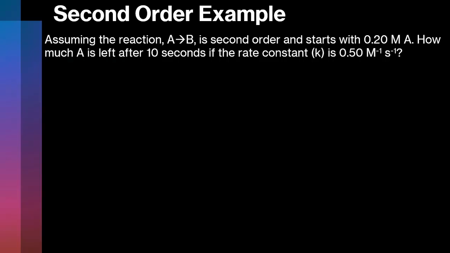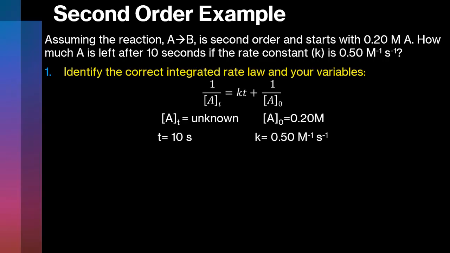So again, we're going to start with the correct equation and identify the variables that we are given and the variable that we are trying to calculate. In this case, because it's second order, we're going to use the 1 over A equation. A_t is going to be our unknown. That's what we're trying to solve for. We're trying to figure out how much A is left. A naught is given to us as 0.20 molar. The time lapse is 10 seconds, and k is given to us as 0.50 inverse molar inverse seconds.